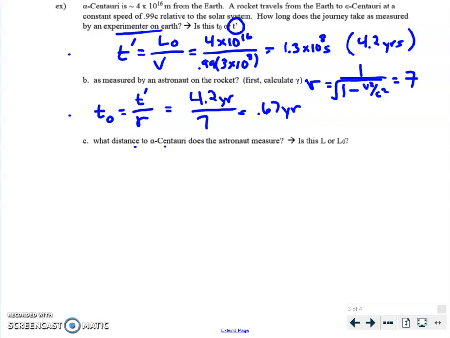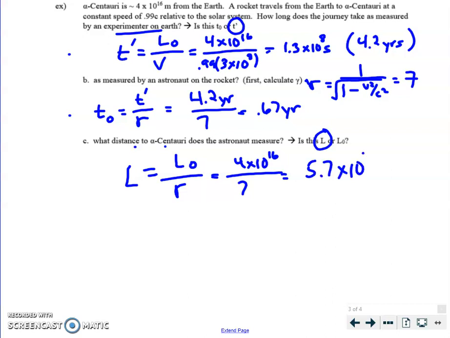Next, what distance to Alpha Centauri does the astronaut measure? So is this L or L naught? Well, if the distance measured by the experimenter on Earth was L naught, it would stand to reason that the traveler in the spaceship is going to measure L. Since we know gamma, we can use the length contraction equation, which is L equals L naught over gamma. So this is 4 times 10 to the 16th divided by 7. This is a fairly trivial calculation, but the point is it contracts by a factor of 7. Another way we could look at that is instead of meters, which is perfectly valid, if this was 4.2 years away, then it's 0.67 light years away.